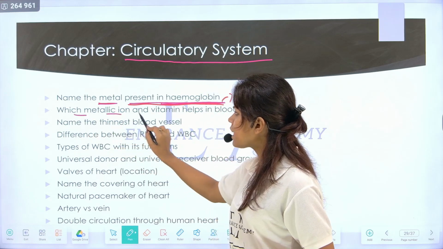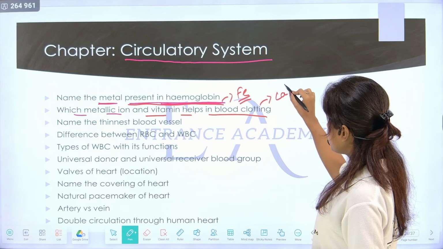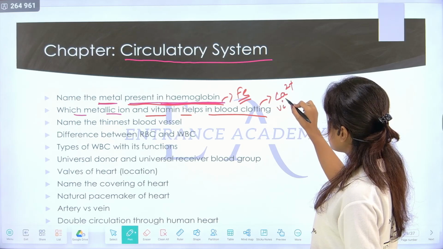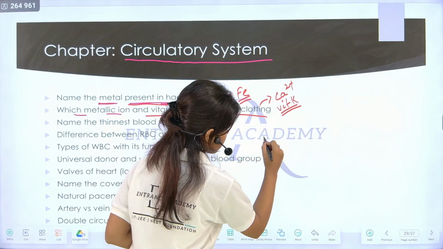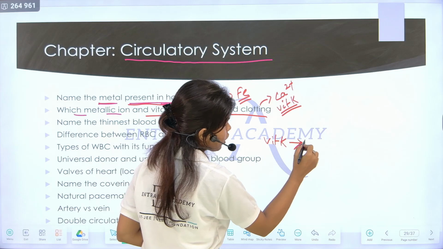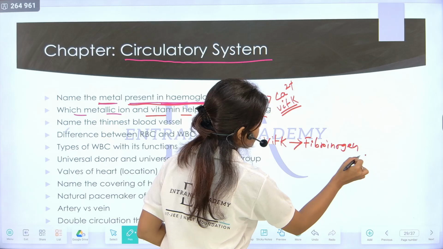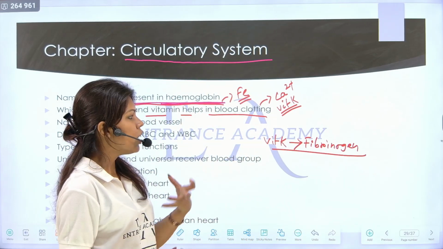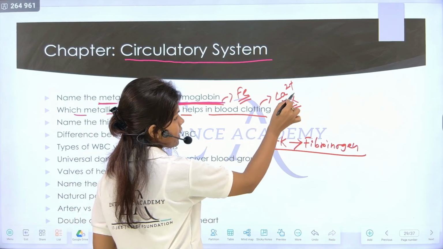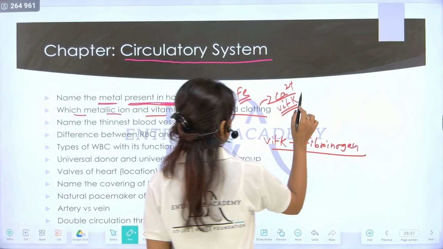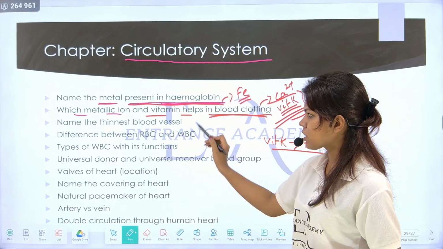Next, which metallic ion and vitamin helps in blood clotting? The metallic ion which helps in blood clotting is calcium, and the vitamin is vitamin K. Basically, vitamin K helps in the formation of fibrinogen. And as we know, fibrinogen is a very important plasma protein which takes part effectively in the process of blood clotting. So calcium is a metallic ion which helps in the process of blood clotting, and vitamin K is a vitamin which helps in the formation of fibrinogen as well as promotes blood clotting mechanism.